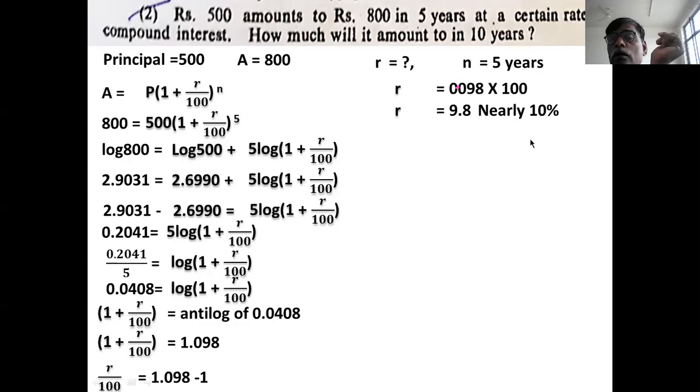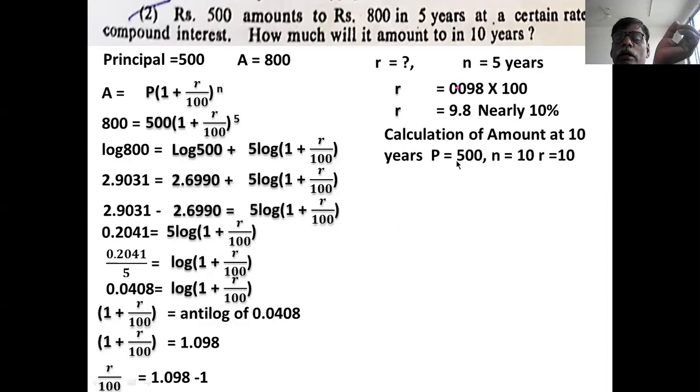Now you calculate the amount at the end of 10 years. So you take the original principal. Principal is 500. N is 10 years. R is 10%. Rate of interest is 10%. N value is 10 years because they asked to calculate the amount at the end of 10 years. Original principal is 500. If you solve this question, you will get the answer.